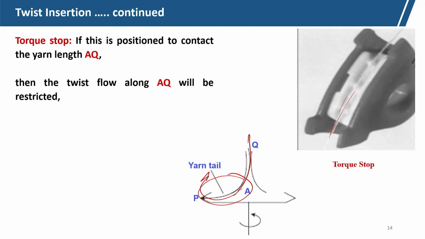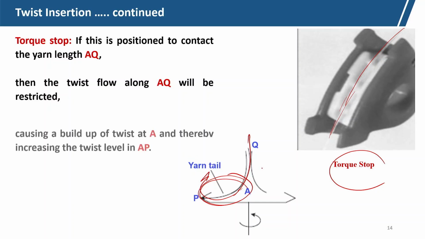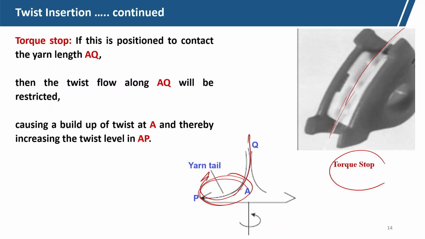So, when we use this torque stop, the yarn will still be produced, but the twist flow from the AP zone, the twisting zone, will be restricted towards the AQ zone, causing a build up of twist at A and thereby in AP. So, the torque stop is a development where we can increase the twist level between P and A.